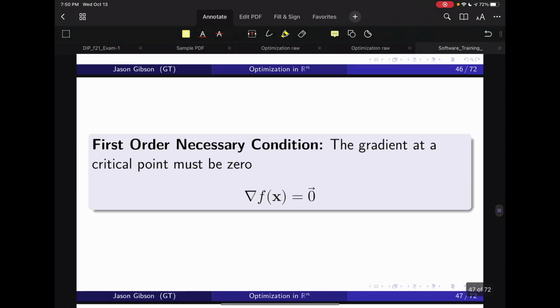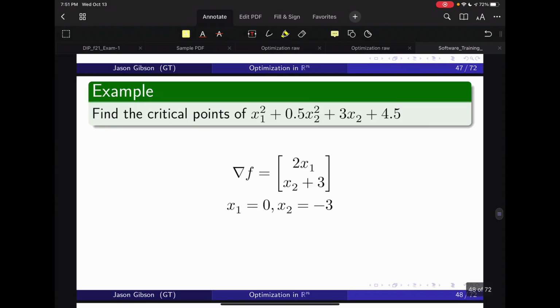So again, the first order necessary condition is the exact same. So the gradient at a critical point must be equal to 0. And this makes sense because if I was only to set one variable to the critical point, the other variables would be non-zero, and it would be very easy for me to figure out what direction I could take a step in and increase or decrease my function value based on the derivative. So we're going to look at an example here.